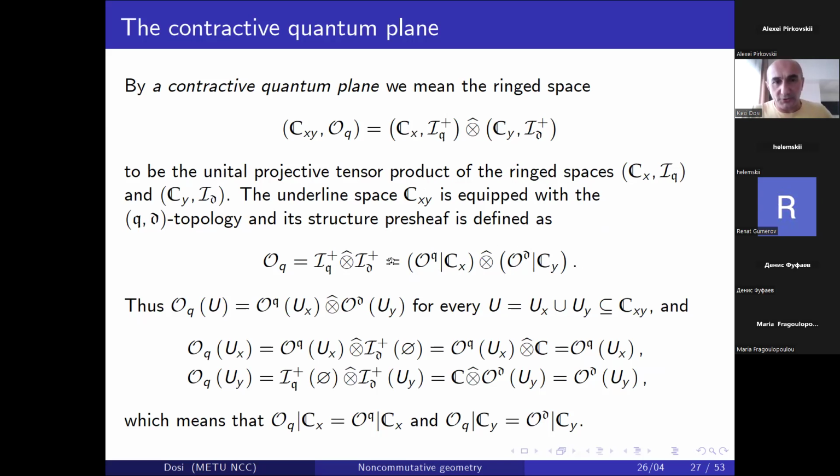Why unitization? Look, if one of these parts, UX or UY, is empty, then I'm getting OQ or OD. So this is a sort of presheaf extending OQ and OD, right? Yeah, this is a structure. So look, this is a contractive quantum plane, what I mean.